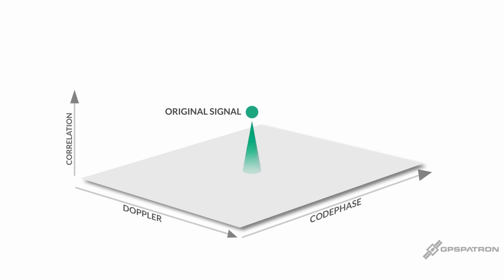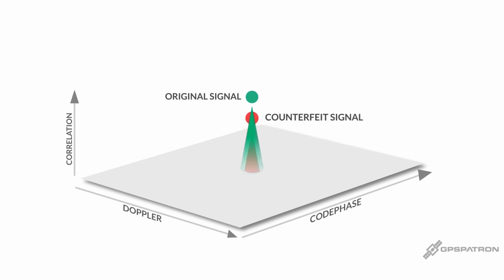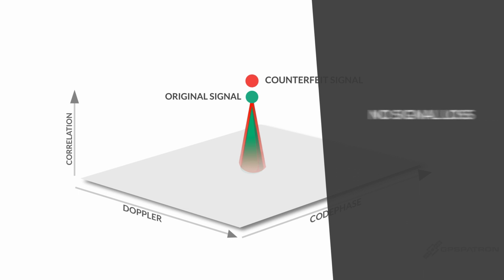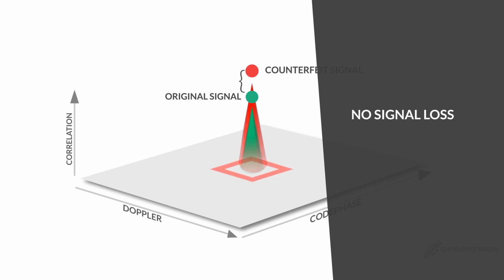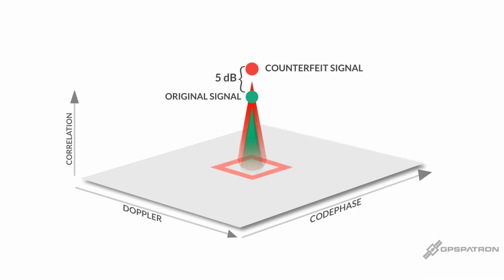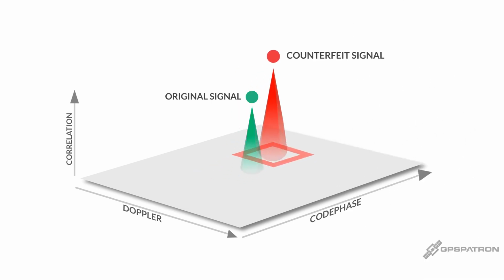As the first step, an attacker generates signals identical to the genuine one in time, coordinates, Doppler, and pseudo range. As a result, instead of losing tracking and switching to search mode as in asynchronous attacks, the receiver switches to the imitation signals with no errors or interruptions of operations. Afterward, the spoofer can smoothly move coordinates, time, or both.